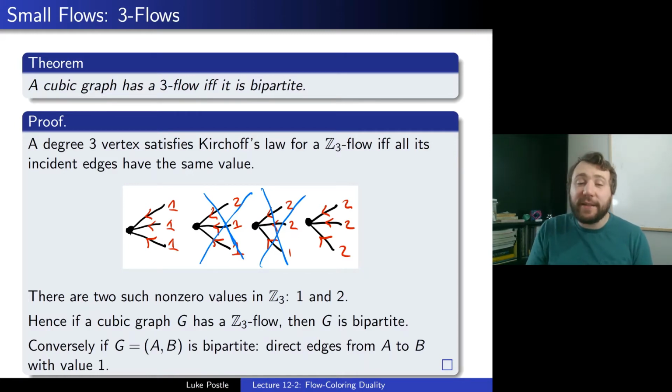We direct the edges from A to B with value 1. So we kind of just invert that procedure. We just direct from one side to the other and give them all the same value, and then they'll satisfy Kirchhoff's Law as above. So those are two small proofs. I wanted to do a couple more today.